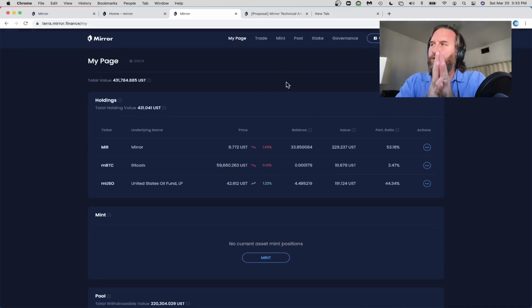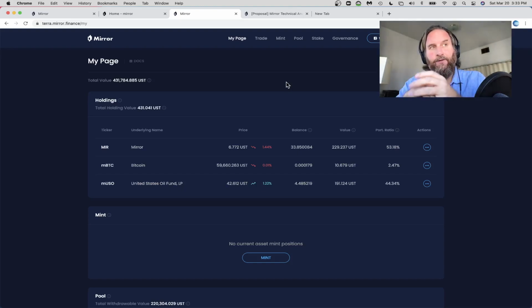Okay. So how do you get in on these stocks? How do you buy mTesla? The M just stands for mirrored, right? So you're not buying real stocks, obviously, but you're able to buy stocks from anywhere in the world. You get exposure to U.S. equities. So that's one great thing.